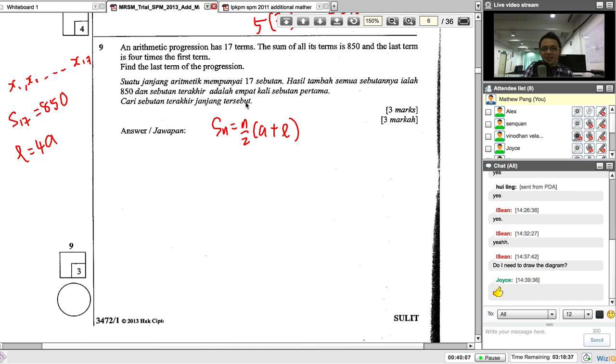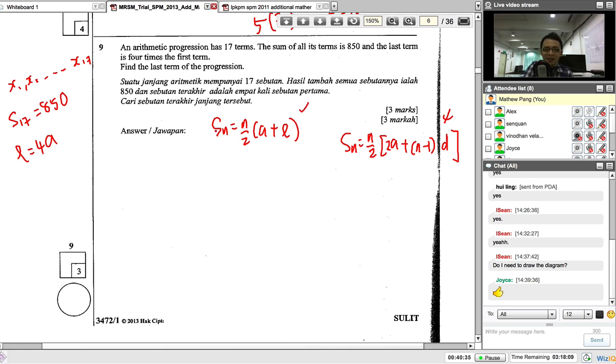Alright, so this is another formula for the sum of n. Because actually the other formula is something like this, right? You have Sn equals n over 2 times (2a plus (n minus 1)d). Why in this question can't we use this formula? Because we do not have d, and in this case we have no way to find d. So if you do not have d, you can't solve this question using that formula. So you have to use this one.